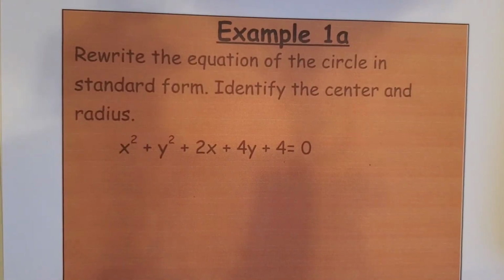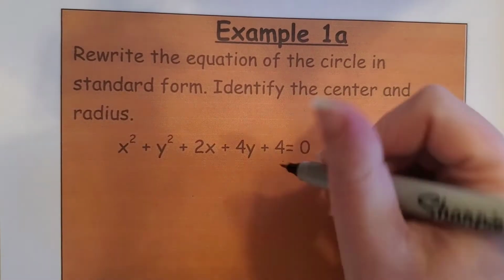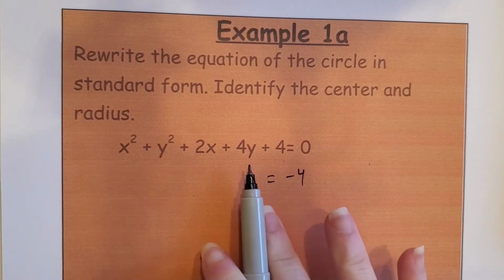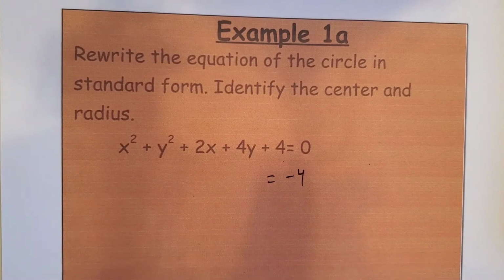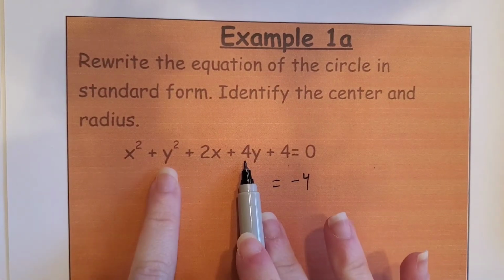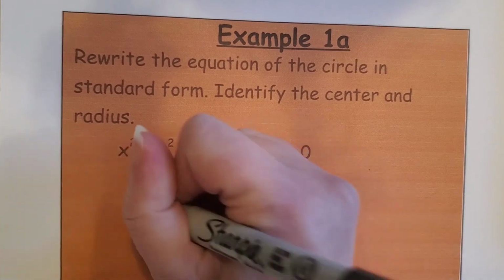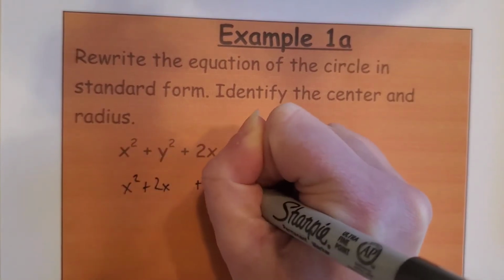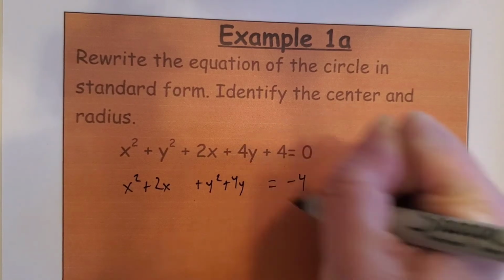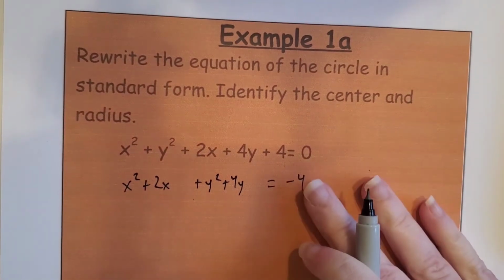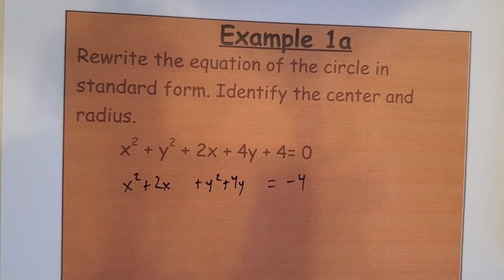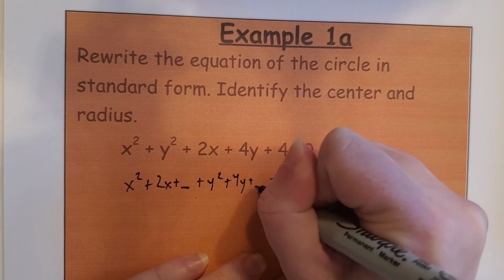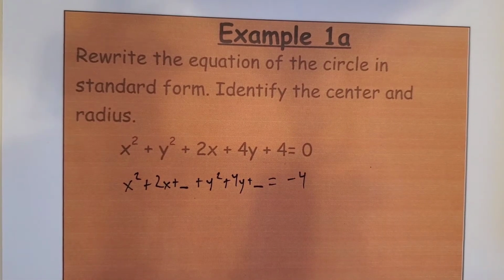And I'm going to do this exactly the same way I did the last one. Bring the 4 over. Rearrange the left-hand side just so the x's are clumped together and the y's are clumped together. So x squared plus 2x, leave a little space, plus y squared plus 4y, and we'll put something in that space. Completing the square. So what needs to go in those spaces are plus blanks.